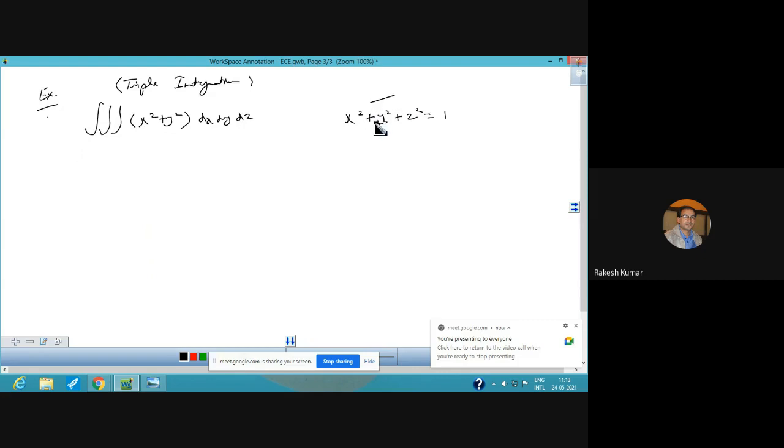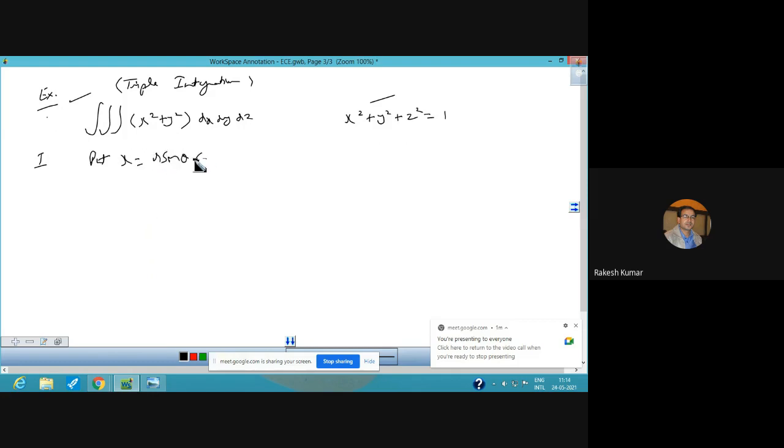Because this is a sphere, we will do this question with the help of two methods. First one is by changing it into spherical polar coordinates, and second by changing it into cylindrical polar coordinates. So first is by changing it into spherical polar. And you know the question of spherical polar coordinates was done in the previous class. You have to use the substitution.